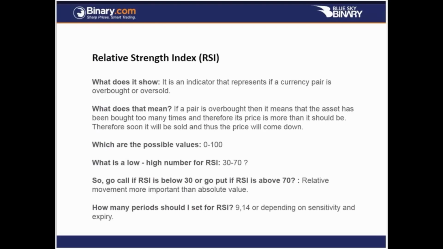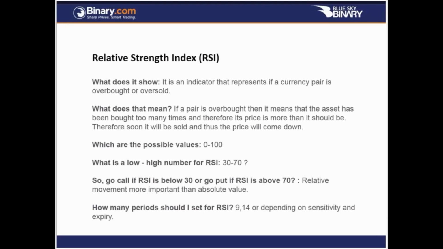Now, what does the relative strength index show? It is an indicator that represents if the currency pair is overbought or oversold. Now, what is overbought and what is oversold, someone may ask. Overbought is basically when the price of the asset, in this case a currency pair, let's say euro US dollar, for example, has increased a lot more than it should be, and therefore you should expect a reversal coming up soon.